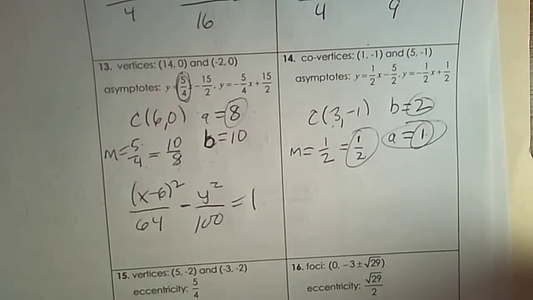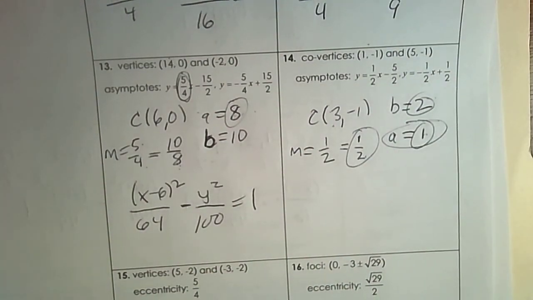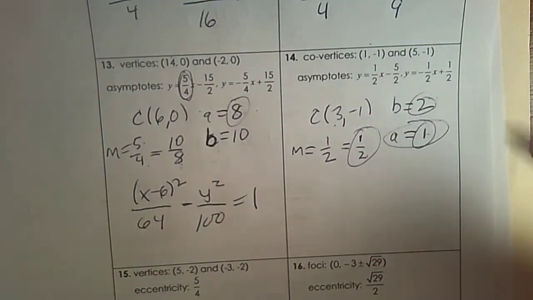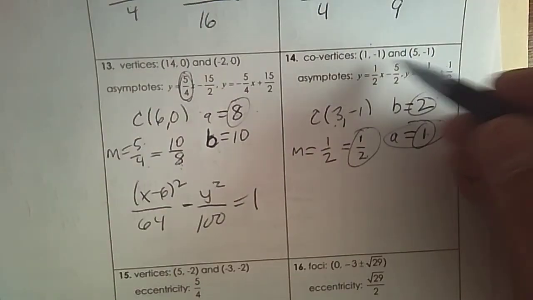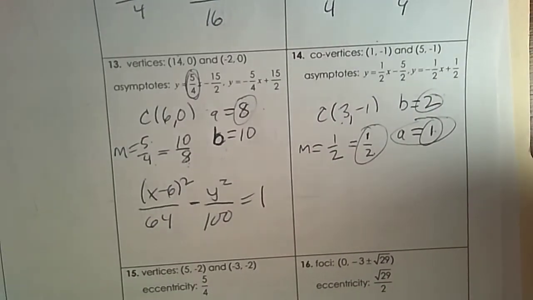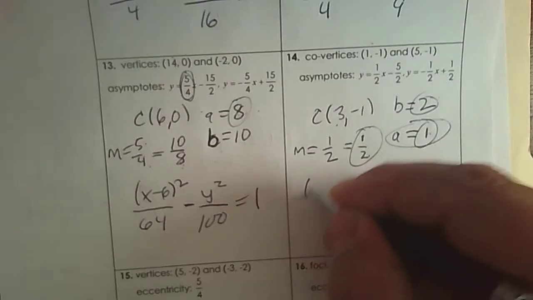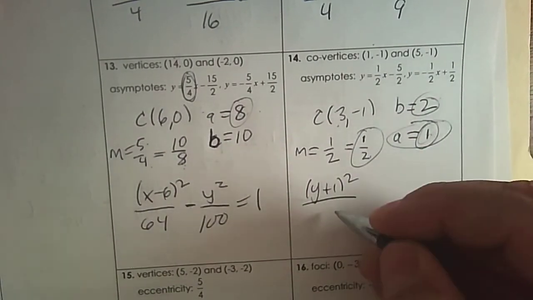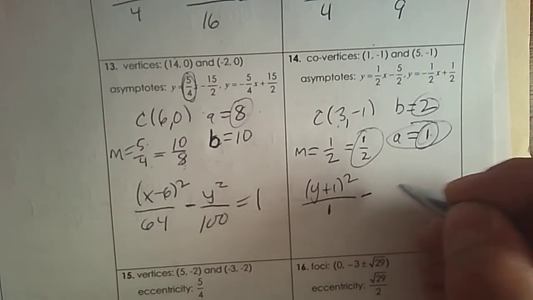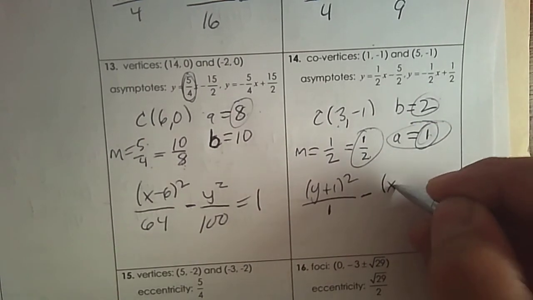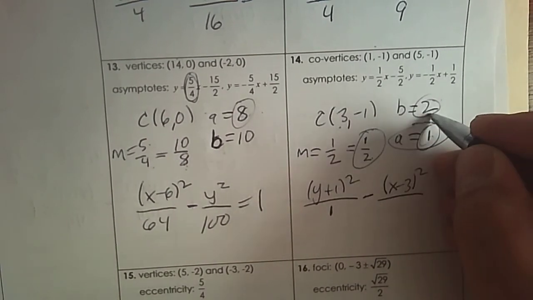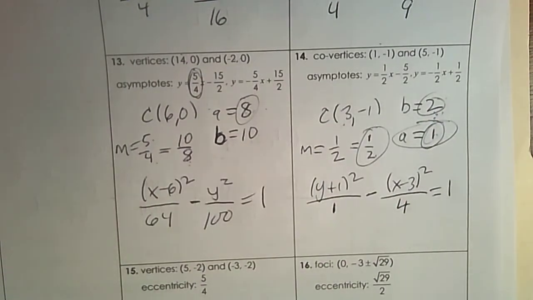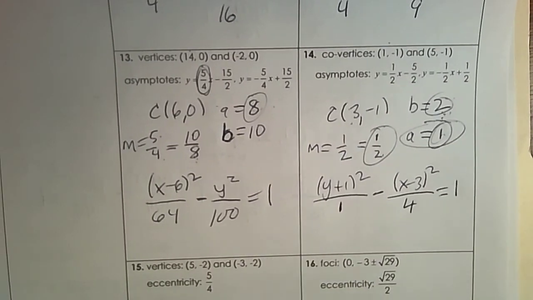And now you just have to put the pieces together and put the equation down. So now be careful. Am I going to start with the x's or the y's? So notice the co-vertices are x's. The y's is what I start with for the main vertices. The y, so it's y plus 1 squared. And then what's a squared? It's 1. So I'll put it there, but I don't need it. Then x subtract 3 squared. What's b squared? 2 squared, that's 4. And that's equal to 1. Done.